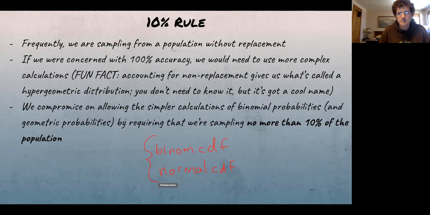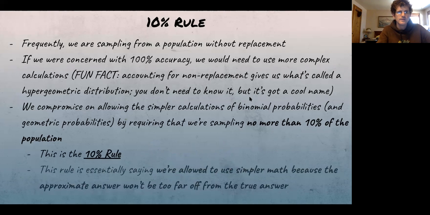And so as long as we don't sample more than 10% of the population, we consider that the probability has not been thrown off a great deal. So 10% is the cutoff. So there we go. We're allowed to use simpler math because the approximate answer won't be too far off from the true answer. Now this rule, I'm introducing it here. When we get to unit 9 is when we're going to see this 10% rule, and you will see it so much that it's just going to be like second nature. It's going to be one of the main takeaways that you remember from the stats class.